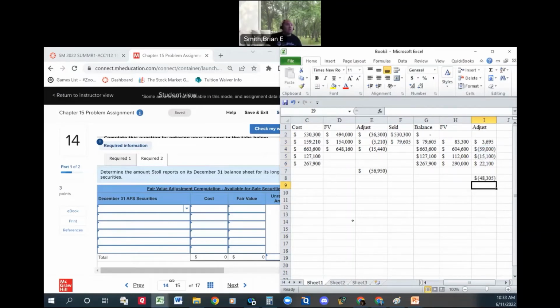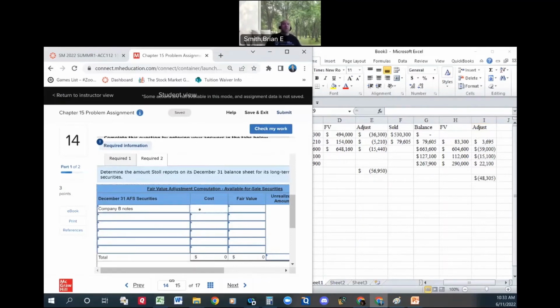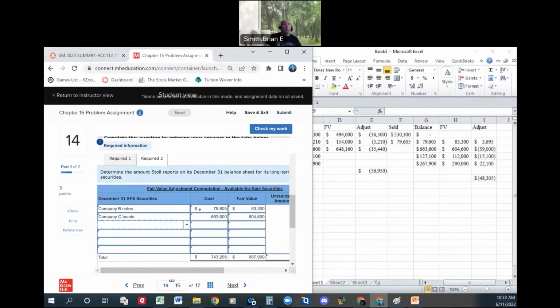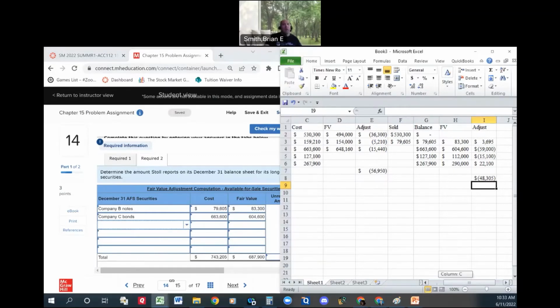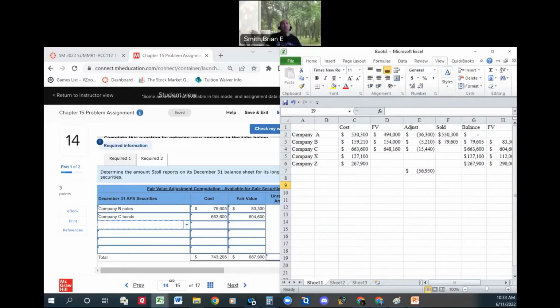48,305. So let's come over here, and we don't have A anymore, but we have B. Our cost is 79,605. Fair value is 83,300. Company C is going to be 663,600, 604,600. Okay, so what we only have left over now is company X and Z. All right. In fact, I guess I could freeze the pane so we can see that.